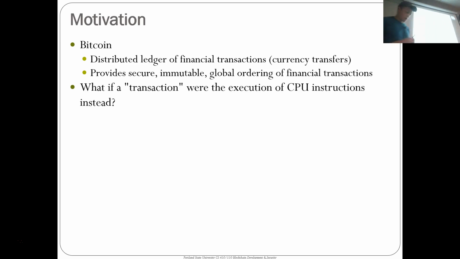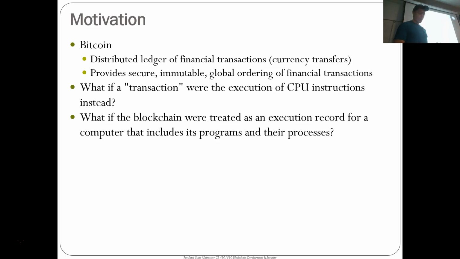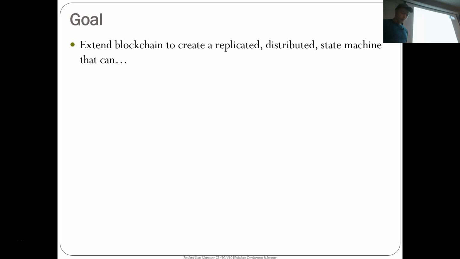So one of the Bitcoin developers came up with this idea of, hey, what if the transaction, instead of a financial exchange, were the execution of a CPU instruction? What if you treated the blockchain as an execution record for a computer that includes all of the programs on that computer and their execution states, like the process state, if they were executed? And that was his goal.